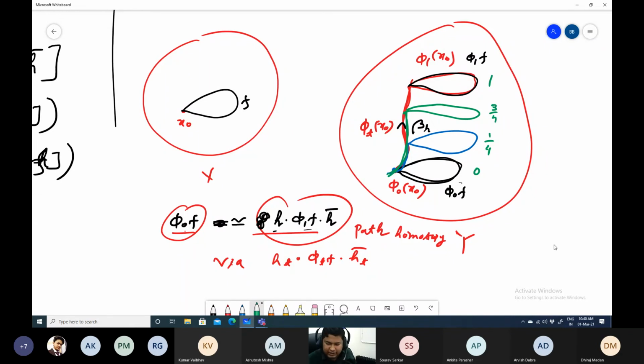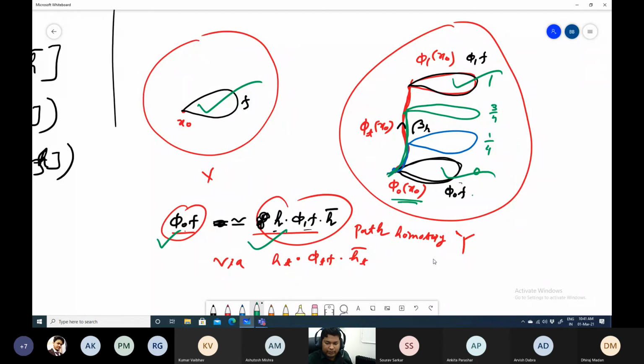So what I'm saying is, when you have this loop, now this loop goes to this loop by phi 0 and this loop goes to phi 1. Okay. Now this loop has two images. By the map phi 0 it is the lower one. By the map phi 1 it is the upper one. Now we show that phi 0 f is a loop, and this is also a loop, with the same base point, phi 0 x 0. Now we prove that these two are path homotopic.